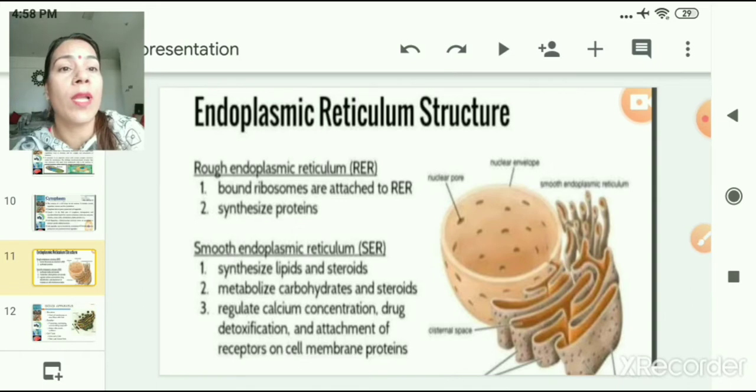SER also metabolizes carbohydrates and steroids and regulates calcium concentration, drug detoxification and attachment of receptors on cell membrane proteins. The SER helps in manufacturing fat molecules and lipids, and it is important for cell function. Some of these proteins and lipids help in building the cell membrane also. This process of building the cell membrane is known as membrane biogenesis.